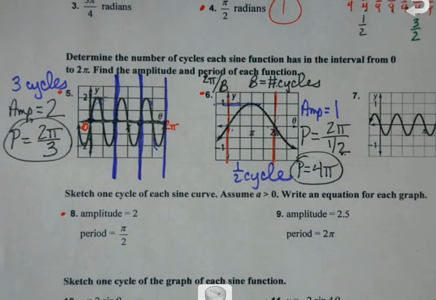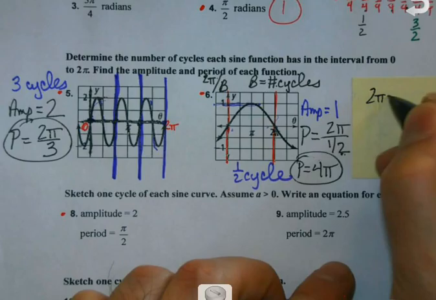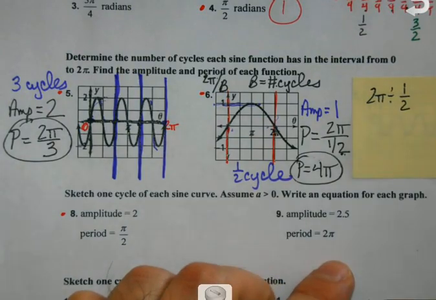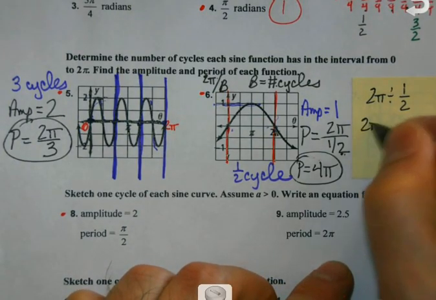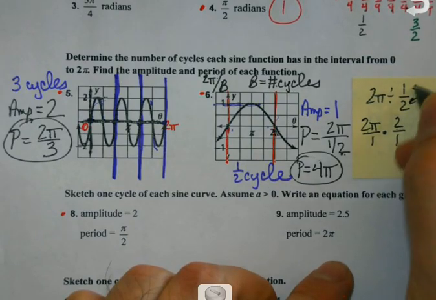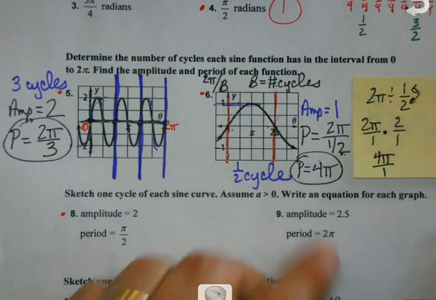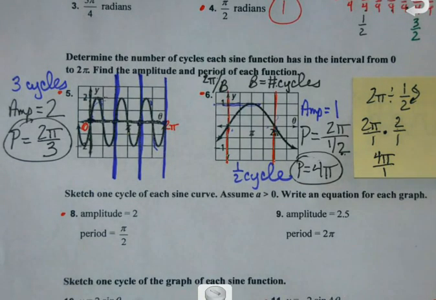Or I could do it classically, if I'm more of a visual learner. I could sit here and say, okay, so 2 pi divided by a half is the same thing as 2 pi times 2, because again, we flip the second fraction when we're multiplying. 2 times 2 is 4 pi over 1. I get the same thing. It all depends on how you learn. And that's all we're basically looking at here on how that's going to be. So not a bad idea.